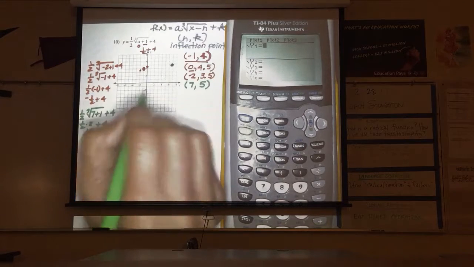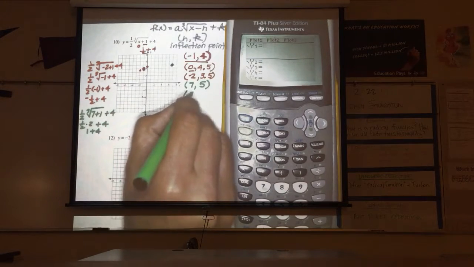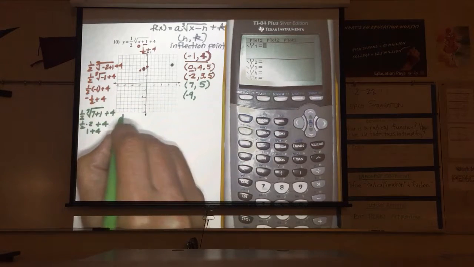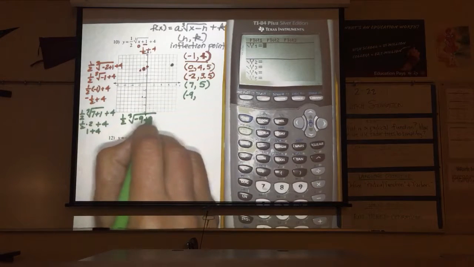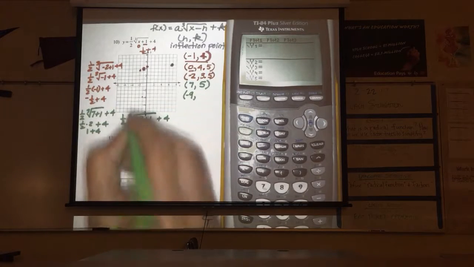And let's pick one more. Let's try to get a negative 8 under here. So to get a negative 8, I need it to be negative 9. And I'll work it out over here. The reason for that is 1/2 the cube root of negative 9 plus 1 plus 4 will give us a negative 8 underneath.